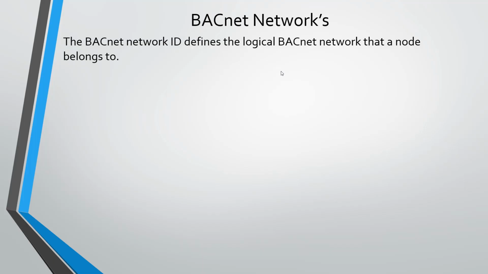Now, when it comes to BACnet networks, the BACnet network ID defines the logical BACnet network that a node belongs to. I say logical network because you can have a BACnet network that stretches across multiple subnets. So you don't have to constrain your BACnet networks to a single subnet. It's ideal to do that, because that way you can segment and it makes troubleshooting easier, but you don't have to. BACnet network numbers are unique IDs for the entire BACnet internetwork, meaning that when all of the networks are combined on your system, each BACnet network ID must be unique.